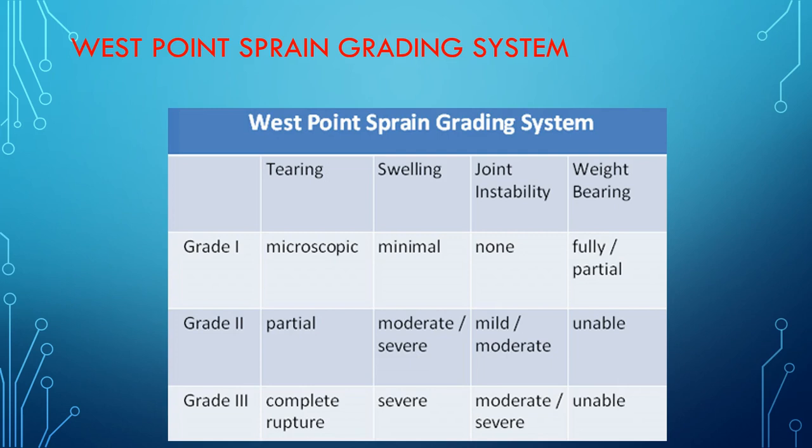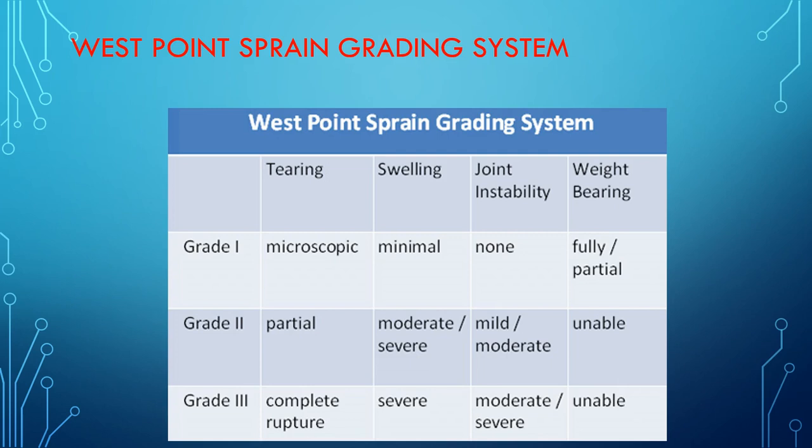There are various grading systems available for evaluation of high ankle sprains and recommendations made for treatment based on such grading systems. This is the West Point system. With grade 1, there's really a microscopic tearing of the ligaments of the syndesmosis with minimal swelling, no obvious joint instability, and the patient is able to fully or partially weight bear.